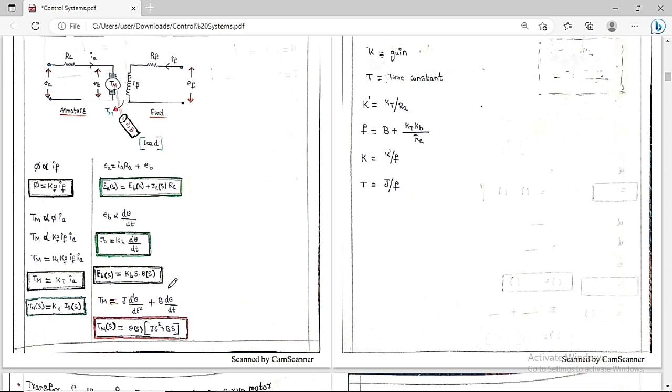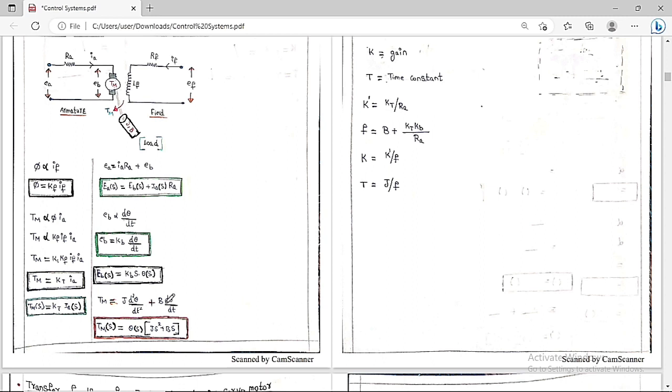θ(S). Then, what is the overall torque? The motor torque we can write in terms of these values. Just now we have seen the different types of equations. So Tm is equal to J into d²θ/dt² plus B into dθ/dt. Just now we discussed the motor torque is equal to J into dω/dt plus B into ω, and ω is equal to dθ/dt. In this fashion, we get Tm is equal to J into d²θ/dt² plus B into dθ/dt.